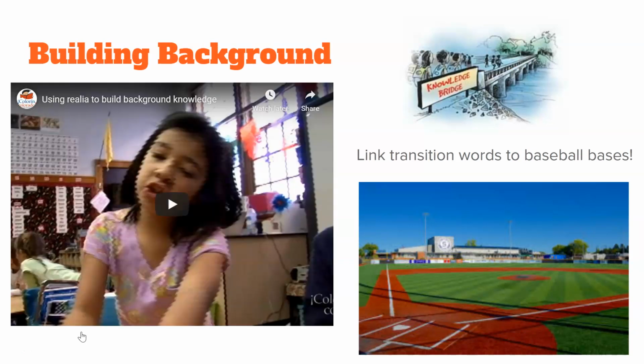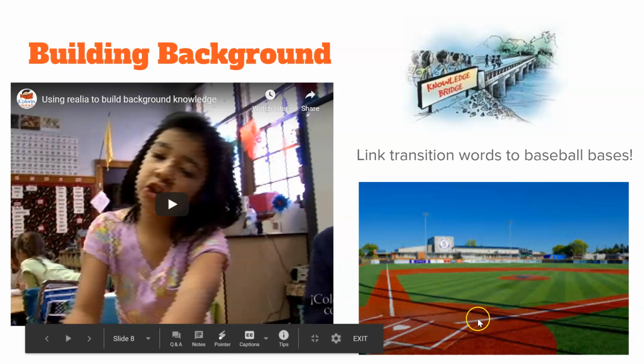So this is a video that you're going to watch about background knowledge. You'll watch this on your own. And then this is a picture of a baseball diamond. And most students are somewhat familiar with baseball or kickball. They know that they go to first, second, third. And so I'm using this as an example for building background knowledge when teaching about transition words.